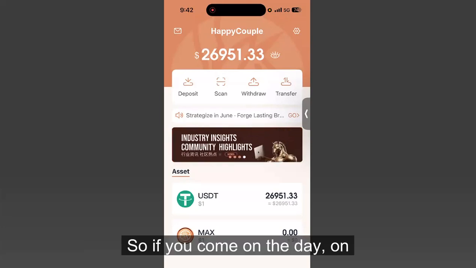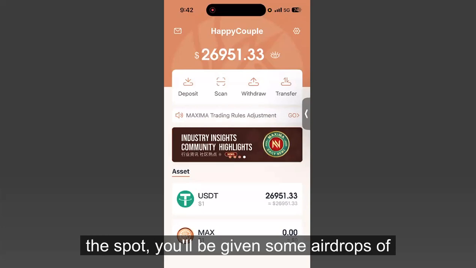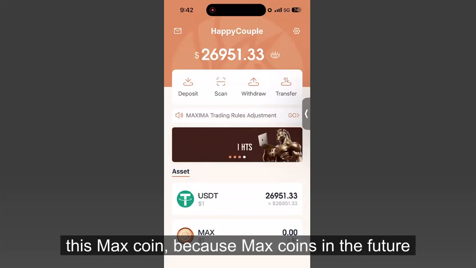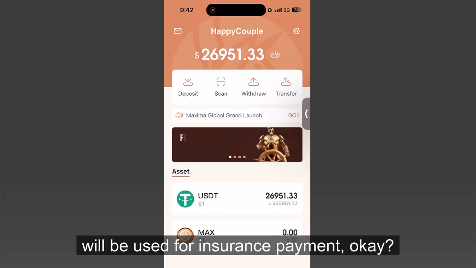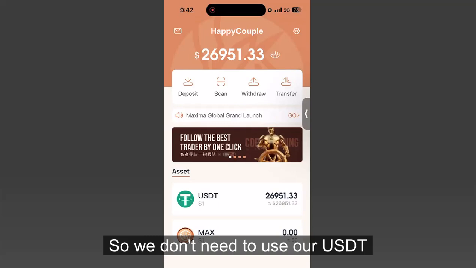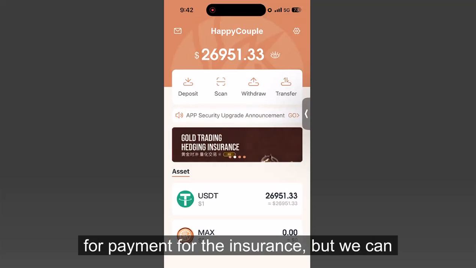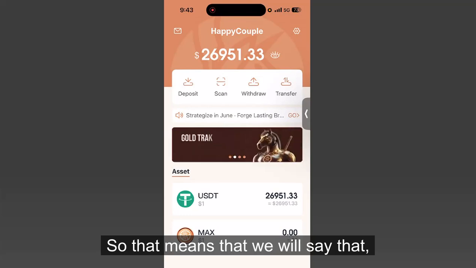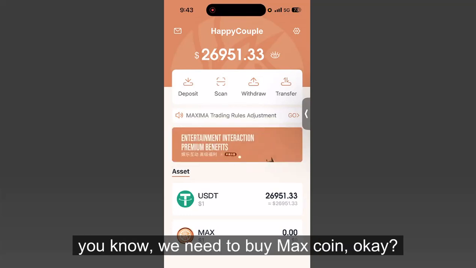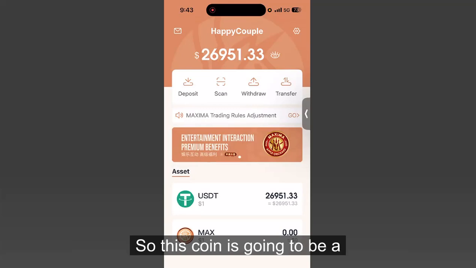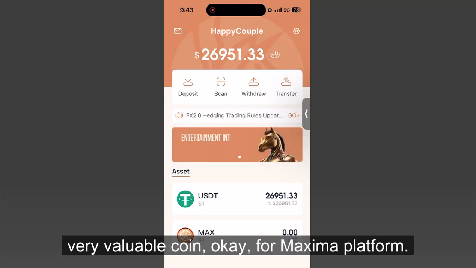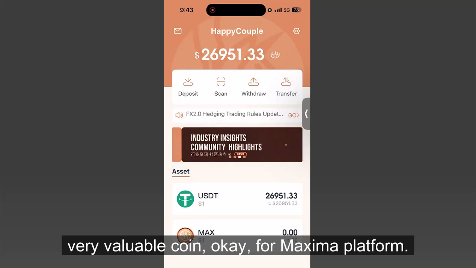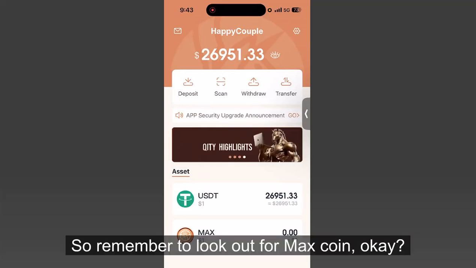So if you come on the day, on the spot, you'll be given some airdrops of this Maxcoin, because Maxcoin in the future will be used for insurance payment. So we don't need to use our USDT for payment for the insurance, but we can use Maxcoin. So that means we will need to buy Maxcoin. This coin is going to be a very valuable coin for the Maxima platform. So remember to look out for Maxcoin.